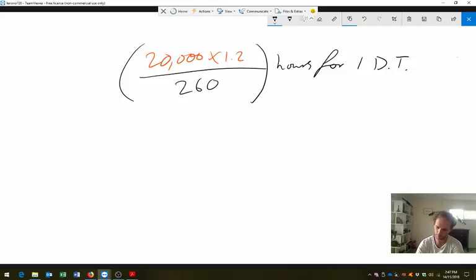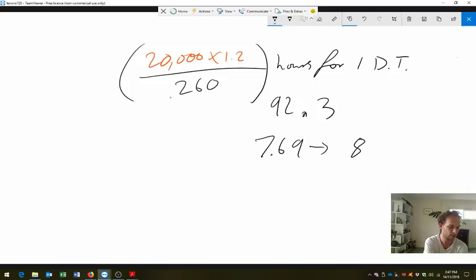Let's have a quick look. So 20,000 times 1.2 divided by 260, 92.3 hours. We need to do it in 12, so I just divide that by 12, and I get 7.69. I rounded up to 8. This is A8 for anyone that's tuning in, of 2017.